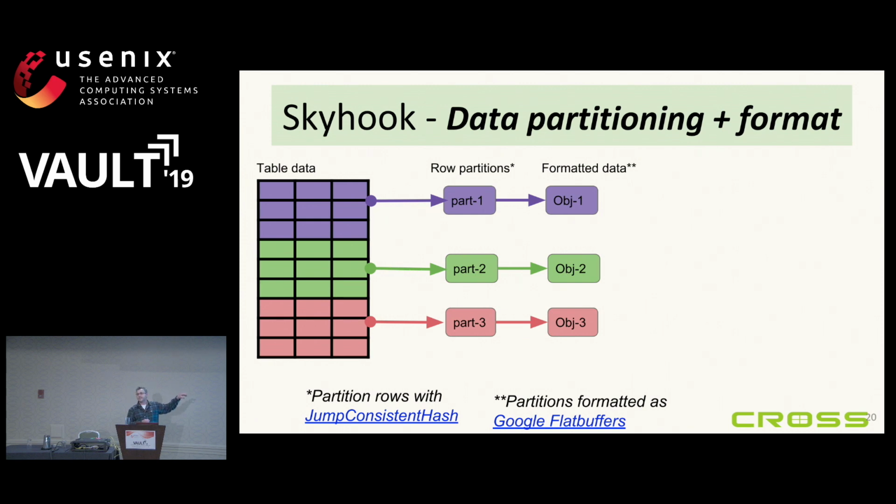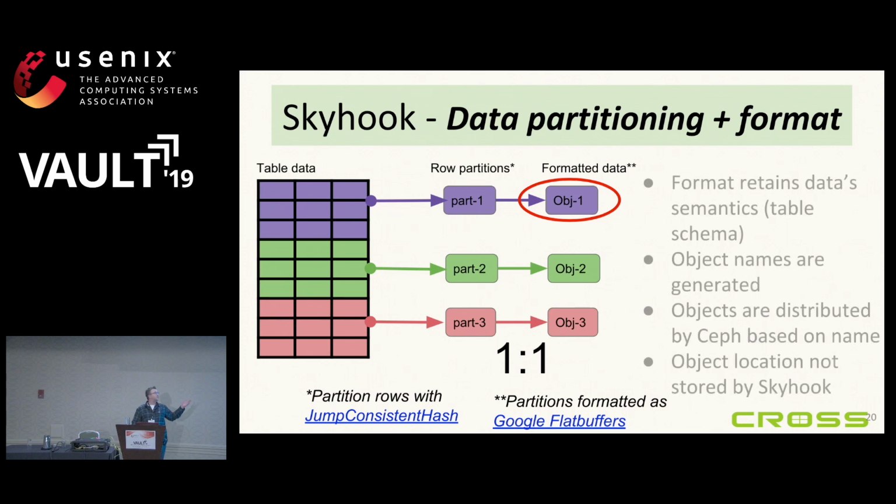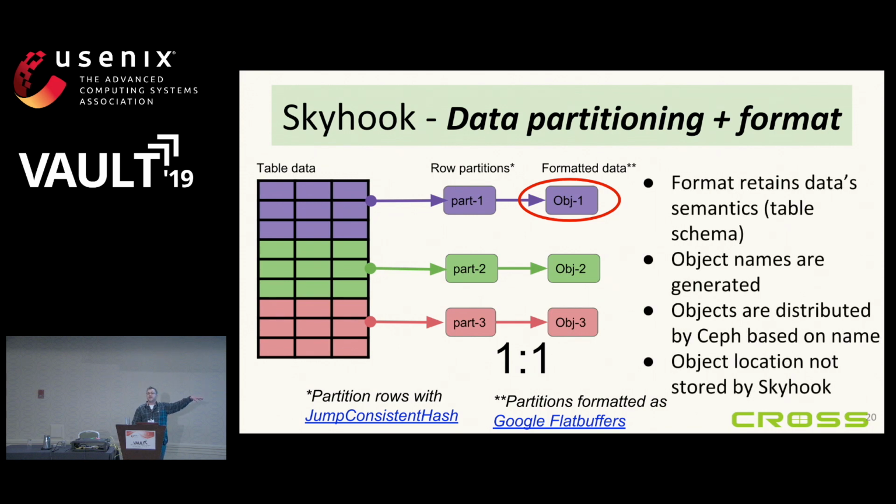Then we take those partitions and format them into a data format. In this case, it's Google FlatBuffers, which is similar to protocol buffers, if you're familiar with that. The formatted data is what we're going to store in the object. The important thing is that the data format and the metadata about that format are stored in the object. These are one-to-one with partitions, but the partition information needs to be there. So the table semantics is retained within the format. And this really is what gives the storage the capability to do more interesting processing on the data, rather than just reading and writing opaque byte streams.